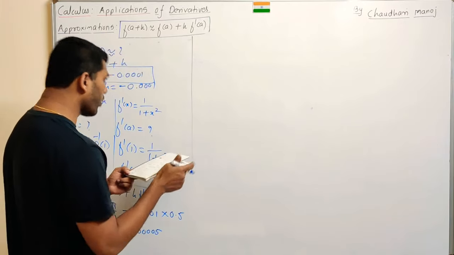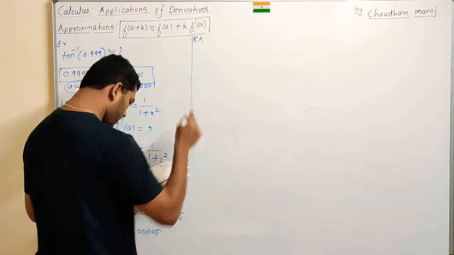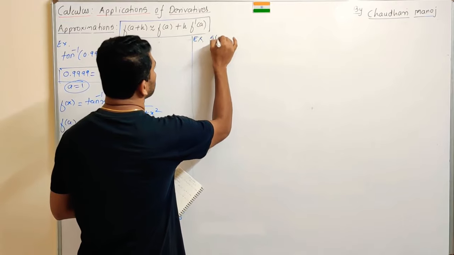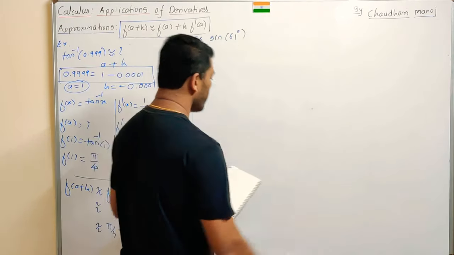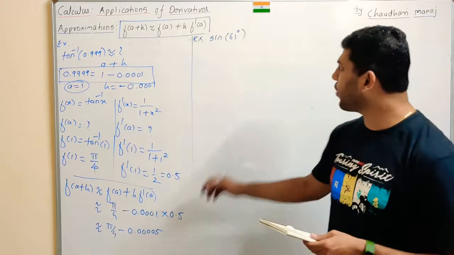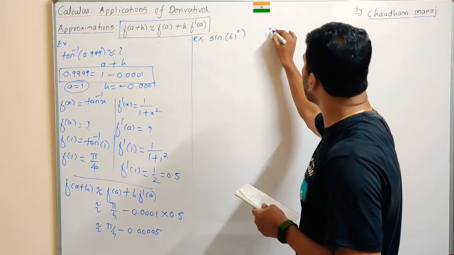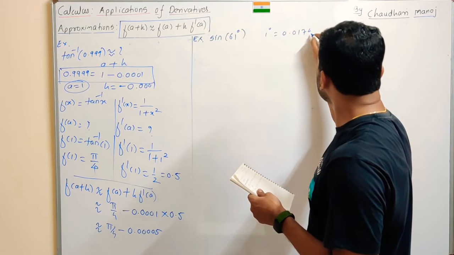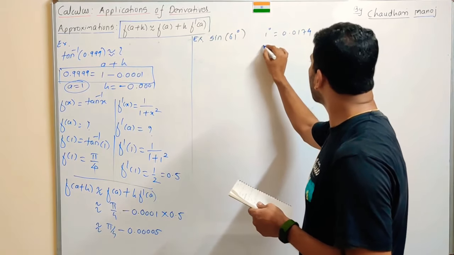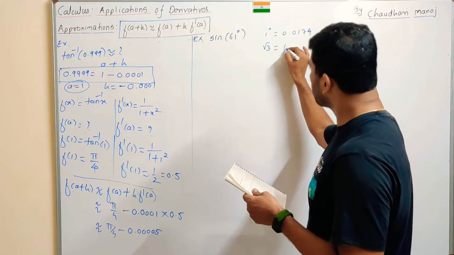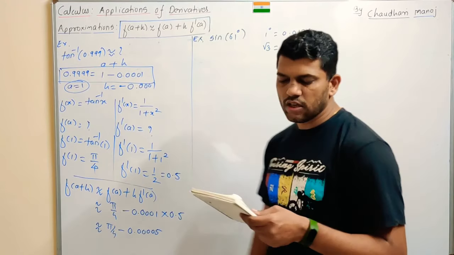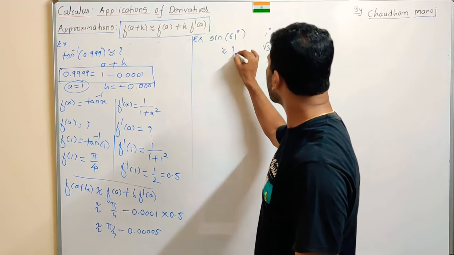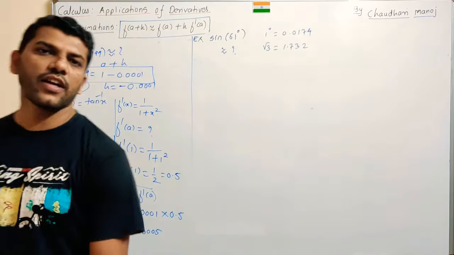Okay, one more for your understanding. I am changing the function, my friends. Let's switch to trigonometry. Let's say it's sine of 61 degrees, and they already provided you a few pieces of information. They provided the value of 1 degree, which is 0.017174. This is given, and they also provided the value of root 3, which is 1.732. On the basis of this given information, you have to find the approximate value of sine of 61 degrees.